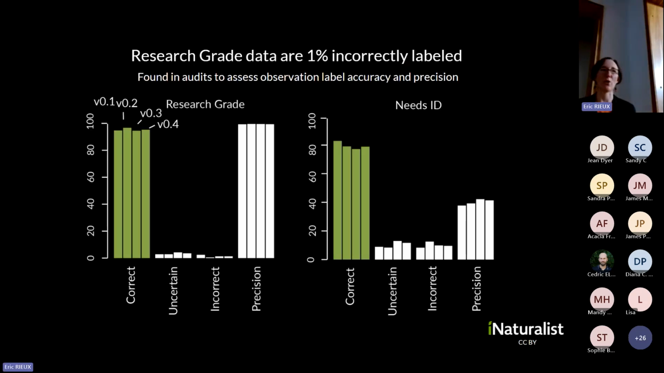So what we've been able to do with all of this crowdsourced data on iNaturalist is, well, we've checked it. We have evaluated that about 1% of our research grade observations are incorrectly labeled. We have a few other percent that we aren't able to assess, so essentially uncertain. And the precision of the research grade data, because that's part of our definition at species level, tends to be very high. When it comes to observations that are still in this category that we call needs ID, the percent that's correct is obviously a lot lower, and also tends to have much lower precision and also more uncertainty.